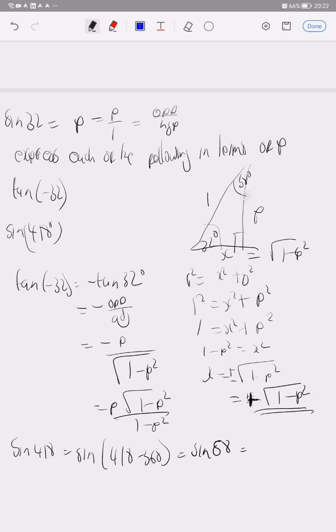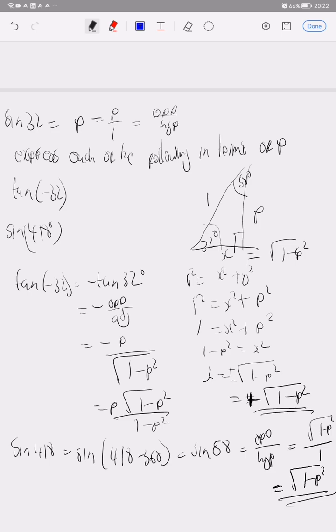So what is my opposite? I will have opposite over hypotenuse. In this case, my opposite is the square root of 1 minus p squared over 1. So the answer is just the square root of 1 minus p squared. That's what I get, right? Then the last question.